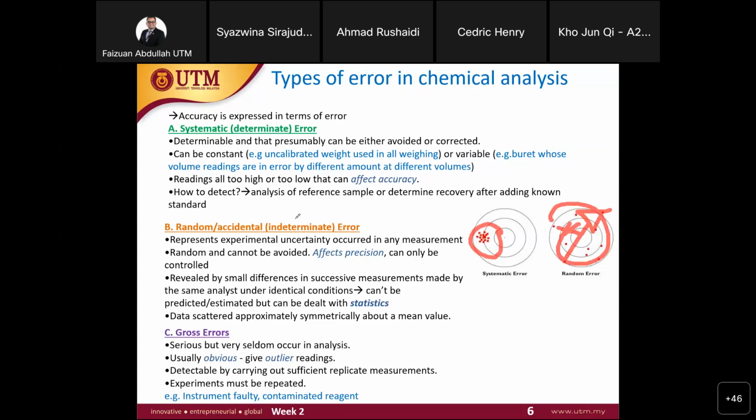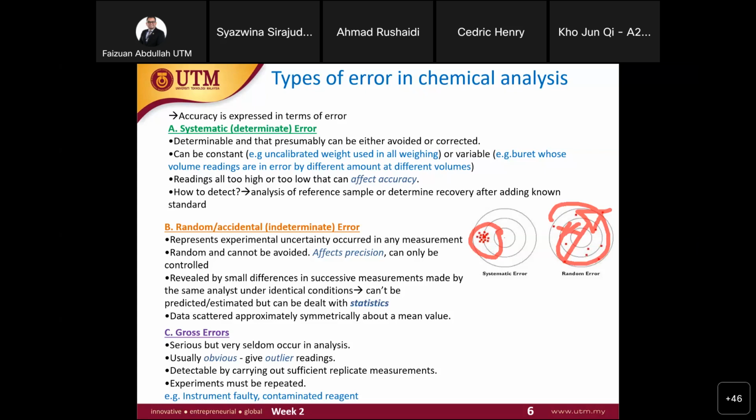Right, and then we have gross error, serious but very seldom occur in analysis, usually obvious, gives outlier reading, detectable by carrying out sufficient replicate measurement; the experiment must be repeated. For example, what is that? Instrument faulty and contaminated reagent. So it is from the gross error. We can consider it as the gross error. If instrument faulty and contaminated reagent, it will fall under the gross error.